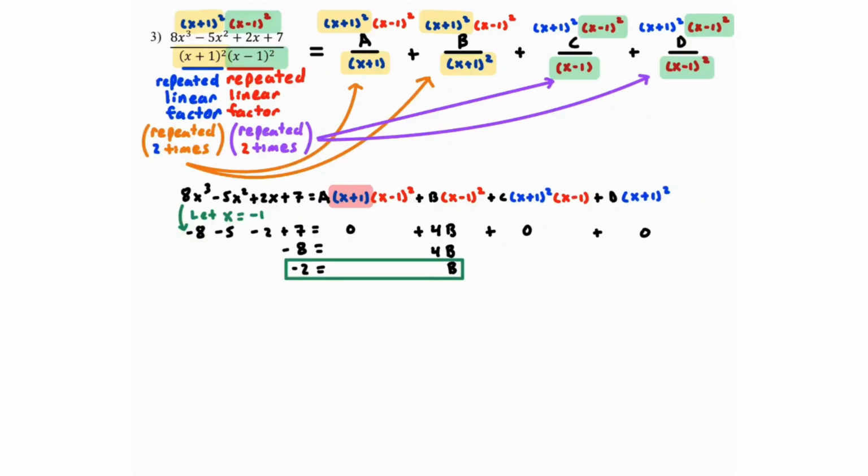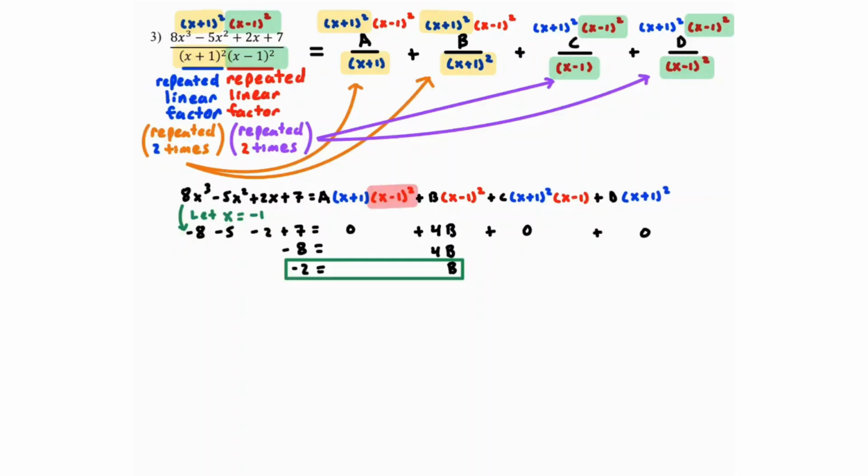Now we look at the x plus 1. If we choose x to be negative 1, substitute in and simplify, this is what we get. Negative 8 minus 5 minus 2 plus 7 is equal to 0 plus 4B plus 0 plus 0. Simplify, we get negative 8 equals 4B, or B is negative 2.